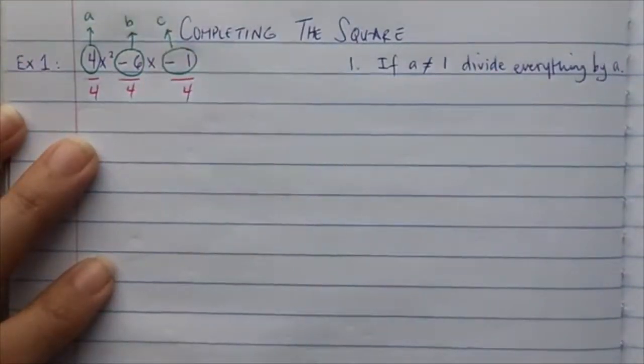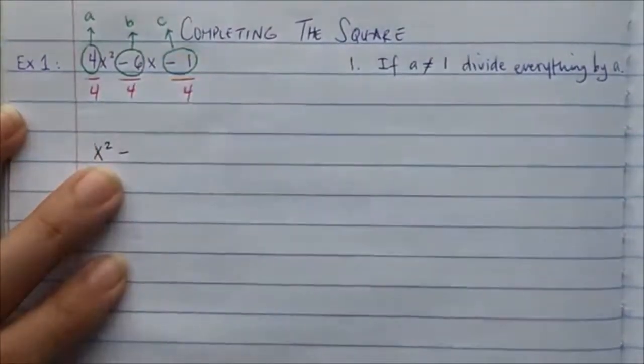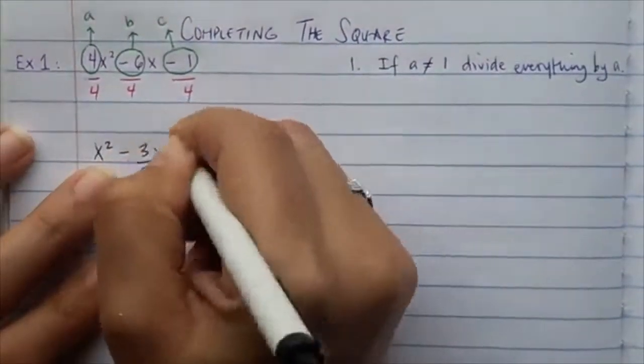So now you rewrite it. You're going to get x squared minus 3 over 2, because you're going to simplify that, x minus 1/4.